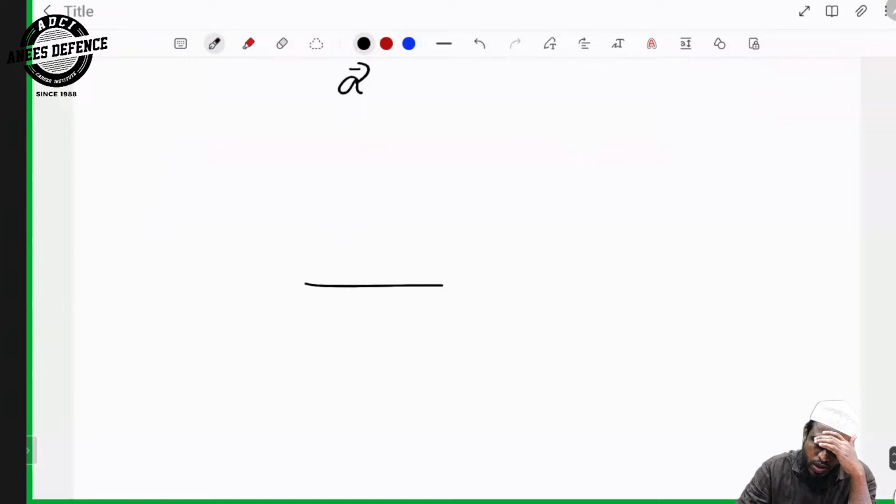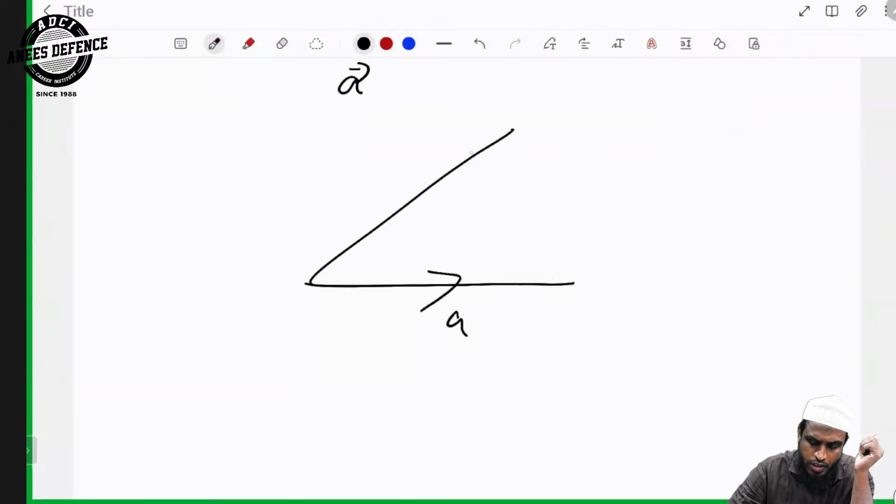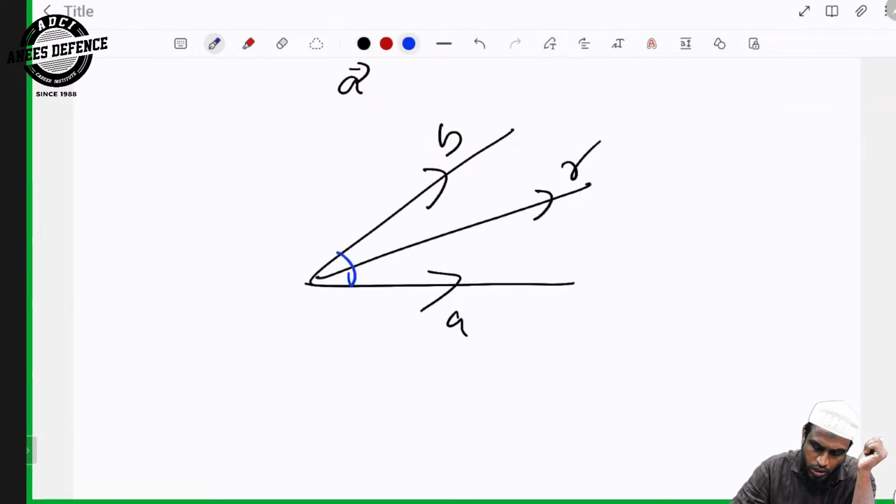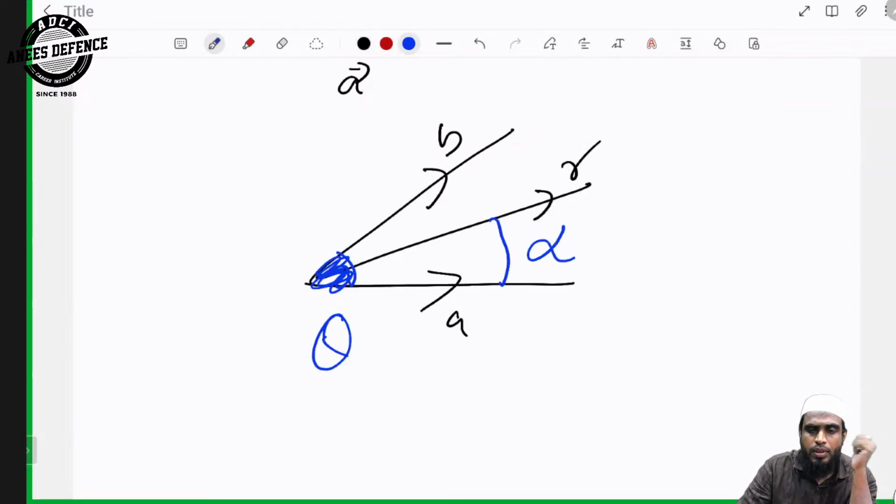That means you have two vectors, A and another vector B, and the resultant is like this. You know the total angle is theta, but you have to calculate alpha. In what direction is the resultant vector directed? You have two vectors A and B. The angle between the two vectors is theta. Then at what angle will the resultant vector R be going? That is represented as alpha.